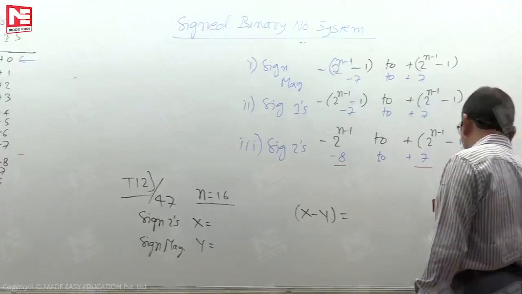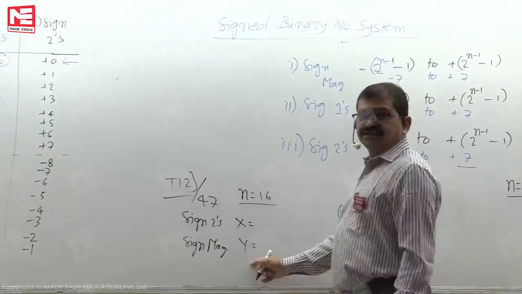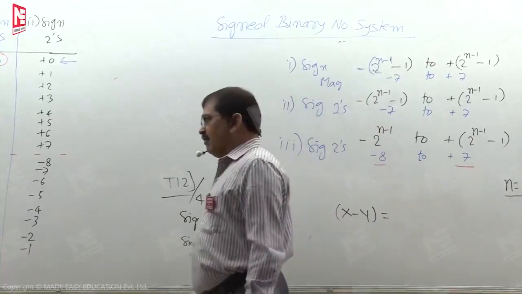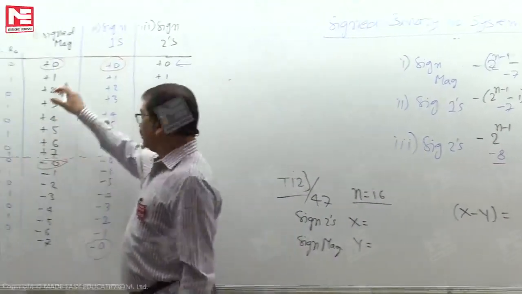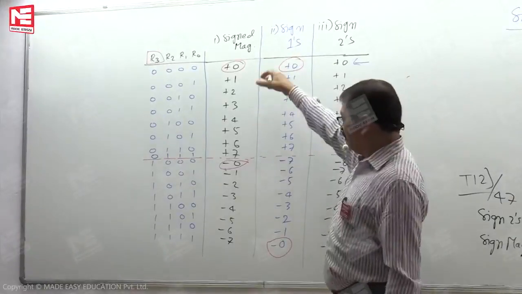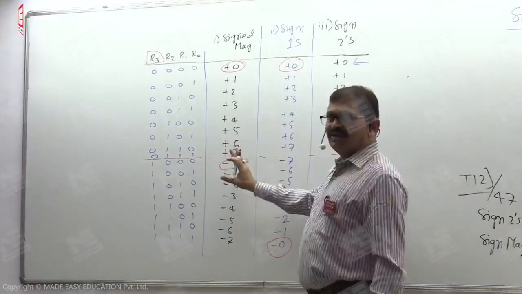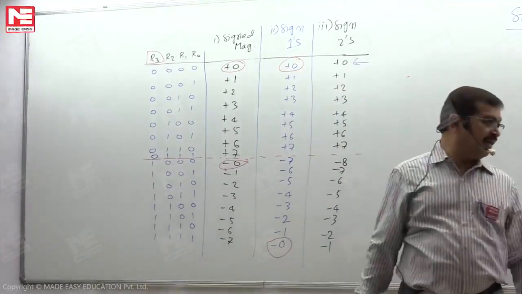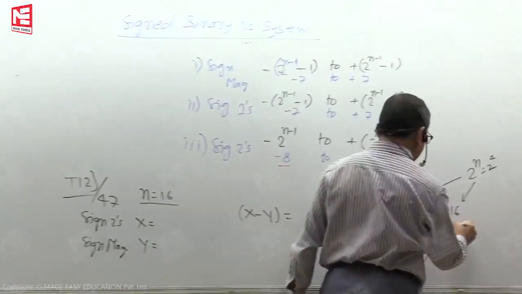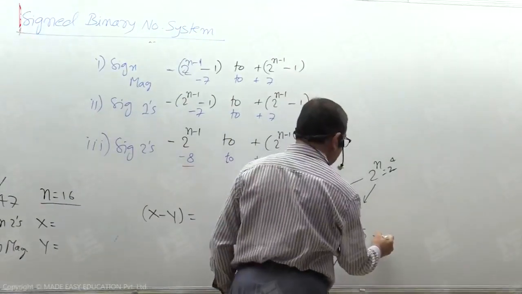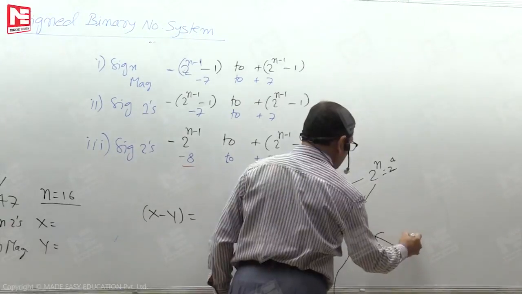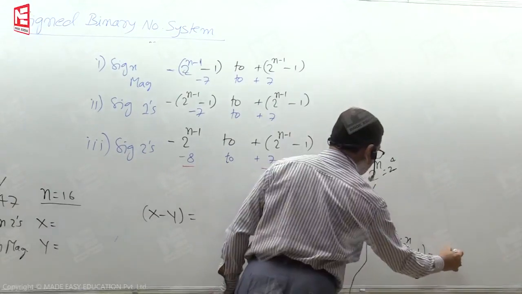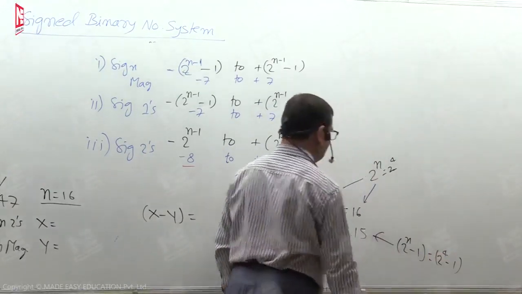Now y is the number of distinct integers in sign magnitude notation. Of the 16 combinations, because of plus 0 and minus 0, effectively there is only one 0, so we have only 15 distinct integers. So this comes as 2 to the power of n minus 1. It is 2 to the power of 4 minus 1, hence 15.